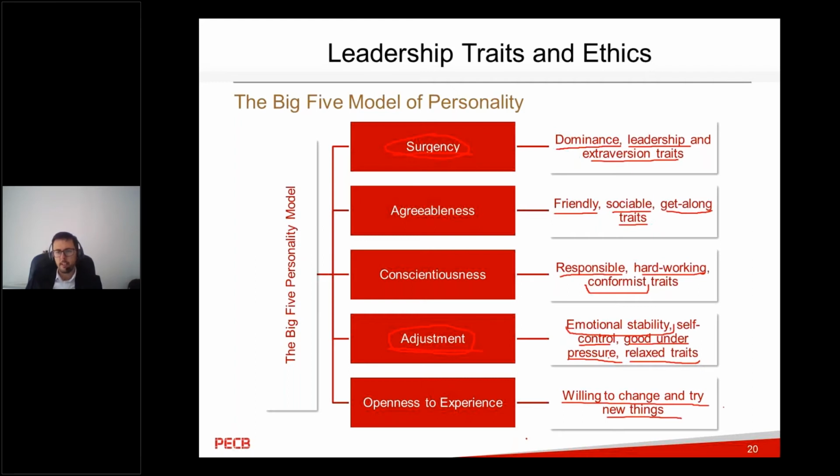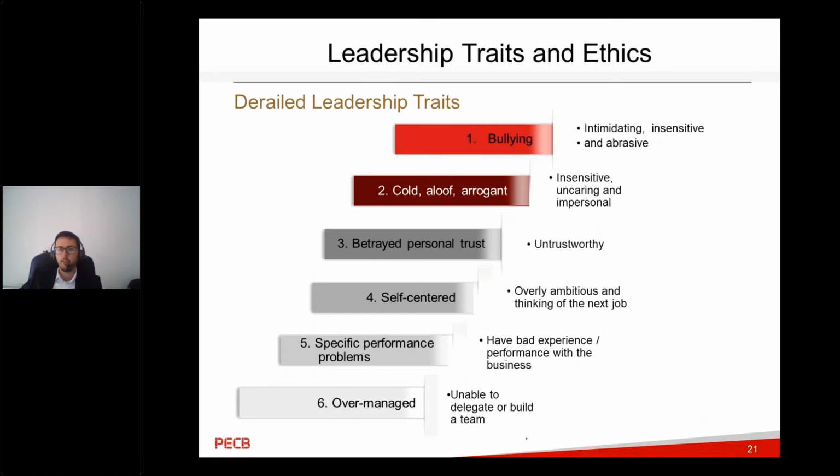So as you can see, the Big Five tends to have some correlation to leadership or specific leadership traits, and we will further discuss this in the following slides. But before we go there, we want to understand that even though there are certain positive traits that are interlinked when we talk about leaders, there are also certain derailed traits that are part of some managers or leaders who have gone off the path.